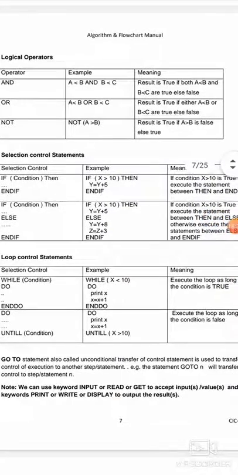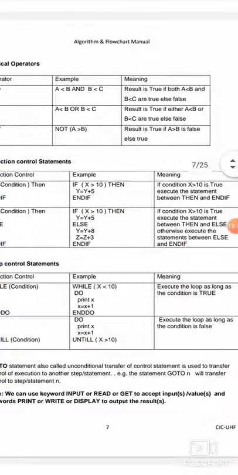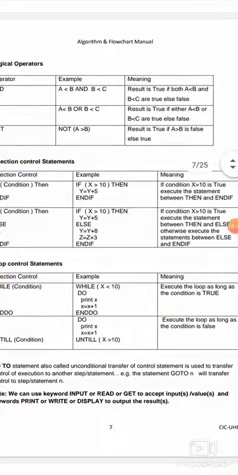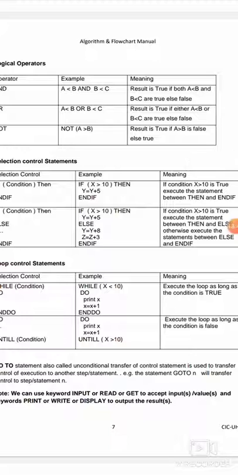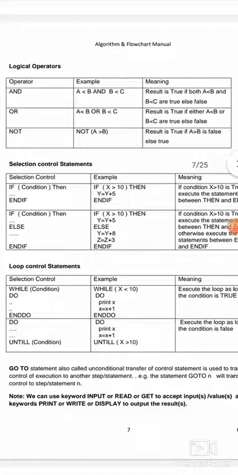If the condition makes x greater than 10 true, execute the statement between if, then, and end if. So what is the statement here? Y is equals to y plus 5 is the statement. Whenever x is greater than 10, we can execute the statement y is equals to y plus 5. That is called end if.